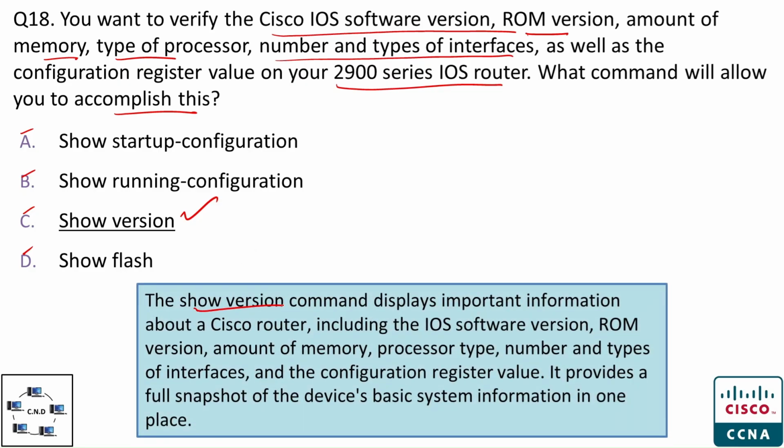The show version command displays important information about a Cisco router, including the IOS software version, RAM version, amount of memory, processor type, number and types of interfaces, and the configuration register values. It provides a full snapshot of the device's basic system information in one place.